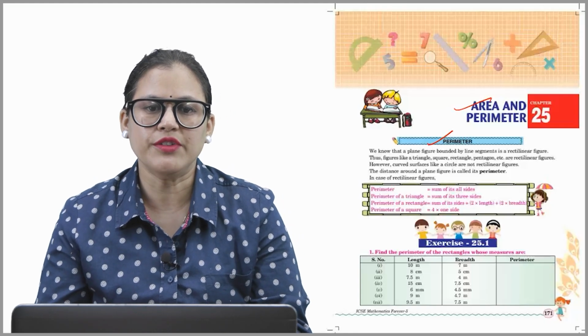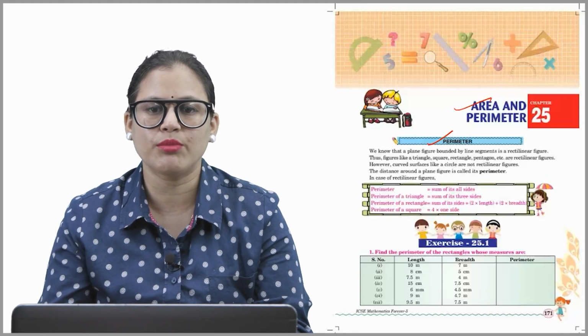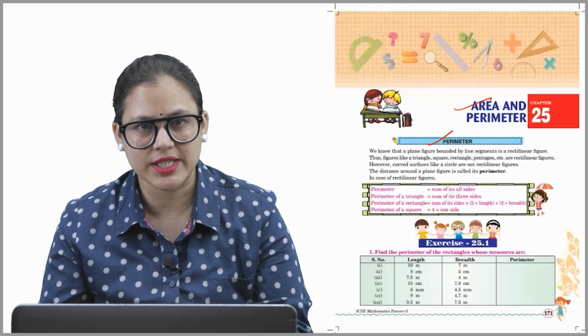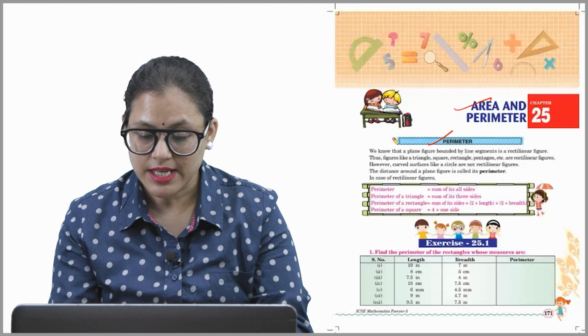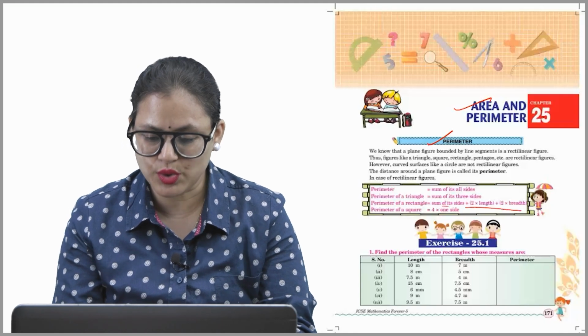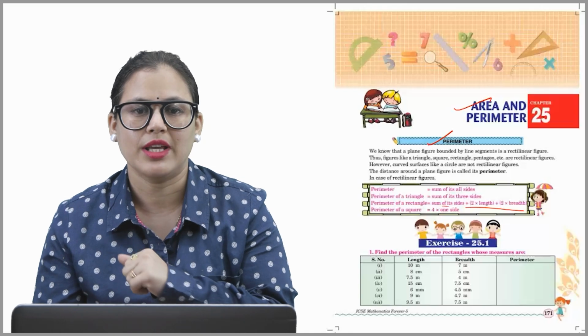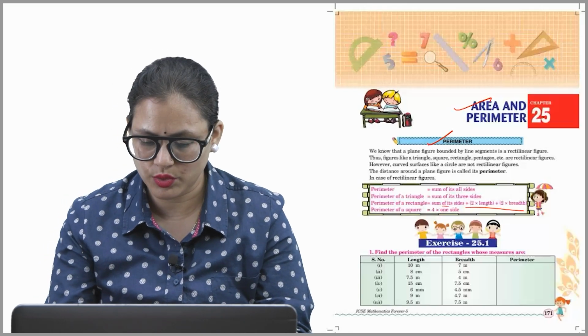In case of rectilinear figures, perimeter is equal to the sum of all its sides. Perimeter of a triangle is equal to the sum of its three sides. And perimeter of a rectangle is the sum of its sides, that is 2 into (length plus breadth), or you can also say 2 into length plus 2 into breadth. And perimeter of a square is 4 into one side.